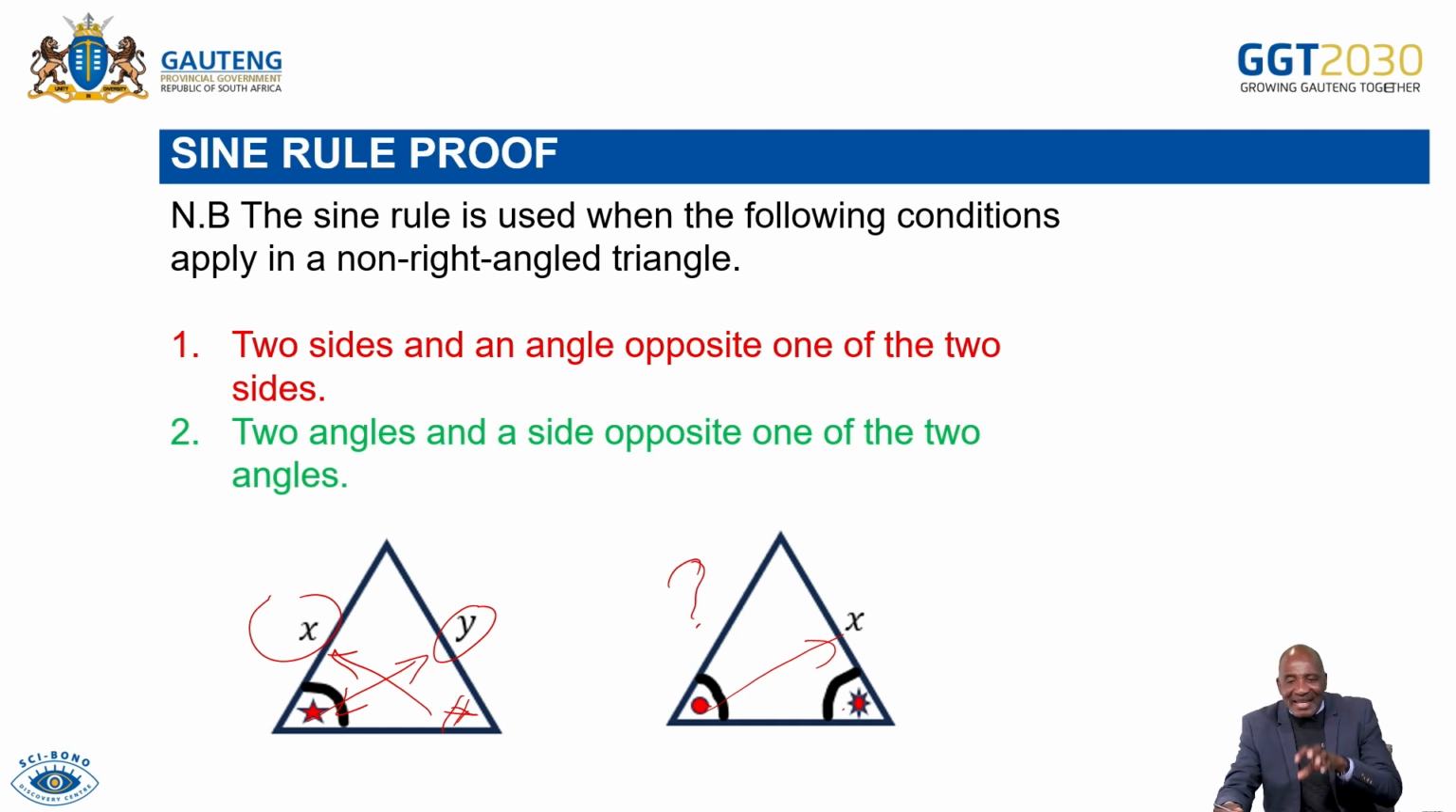So when you are given two angles in a triangle and a side opposite one of those angles, you can apply the sine rule to get the missing side that goes with the other angle. Or when you are given two sides and an angle opposite one of those sides, you can find the missing angle. So either you are looking for an angle or you are looking for a side.